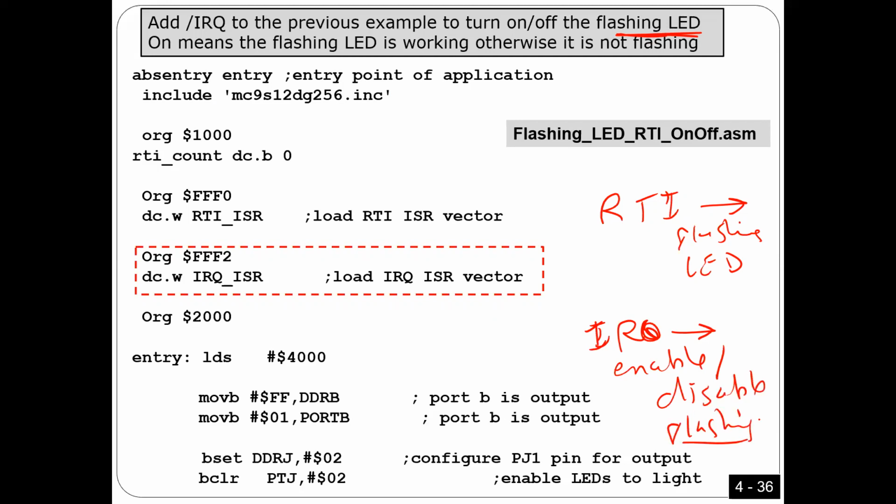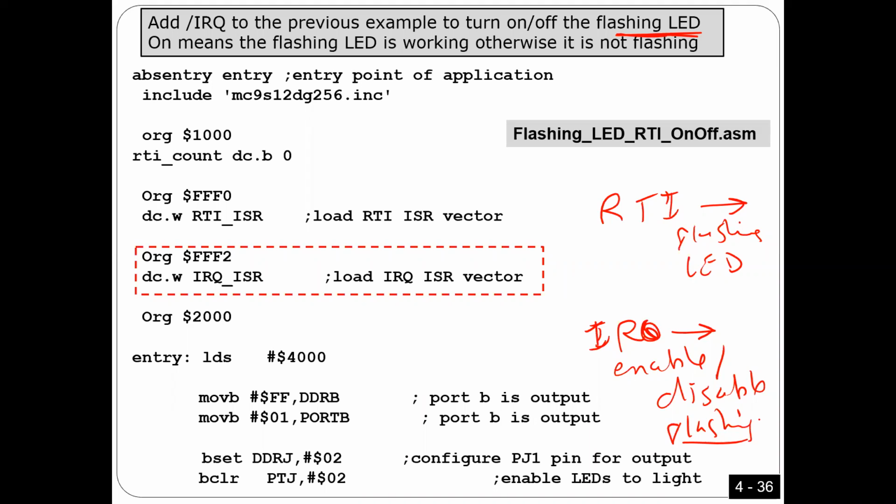What do I mean? Every time, for example, if flashing is working and I press a button, I trigger IRQ to disable flashing. If flashing is off, when I press a button, I trigger IRQ and IRQ is going to enable flashing again. So I'm going to use IRQ like on/off. Flashing should be done by RTI, and IRQ is used to turn the flashing on and off.